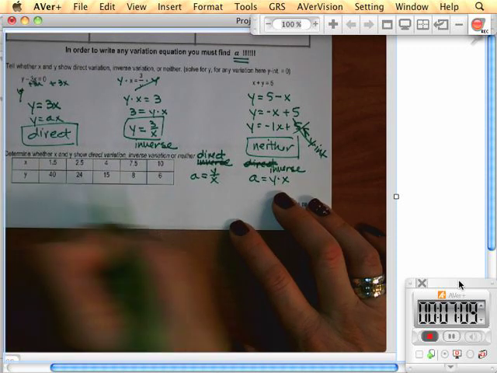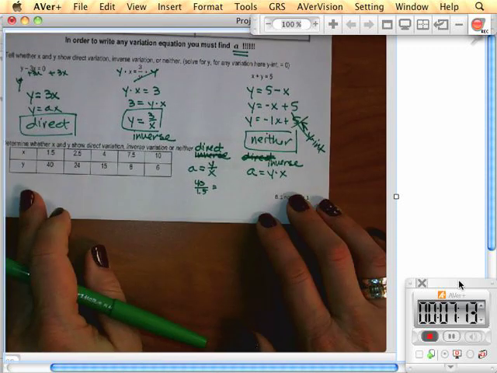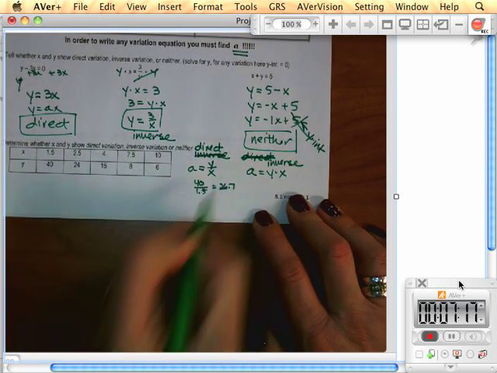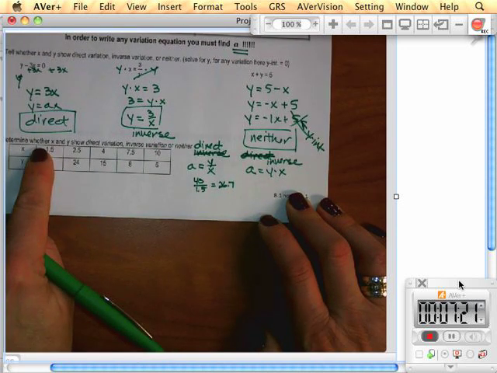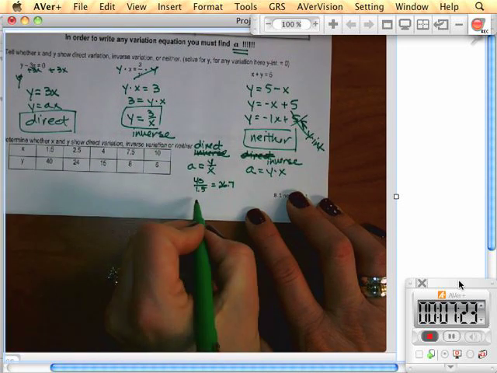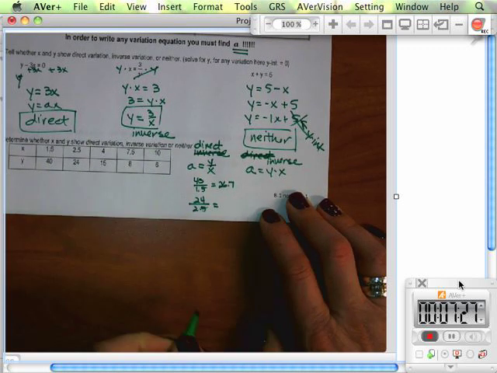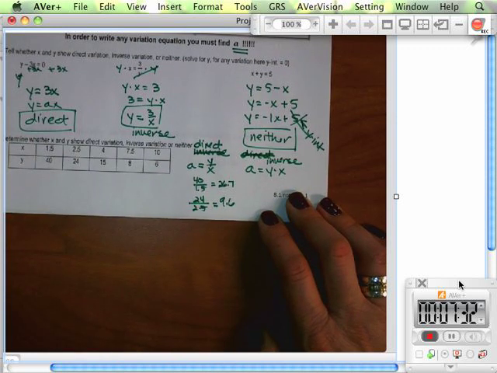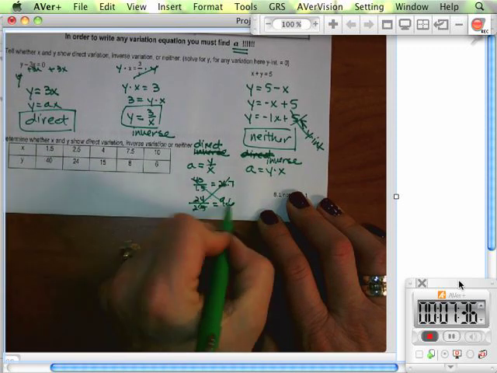If I take 40 divided by 1.5, what do I get? I'll tell you what I get. I get 26.7. So that's my first point there. I did 40 divided by 1.5. Let's try again for the next point. 24 divided by 2.5. What do I get? Yeah, and this is not working for me. I have to get the same constant A. So it's not direct variation.